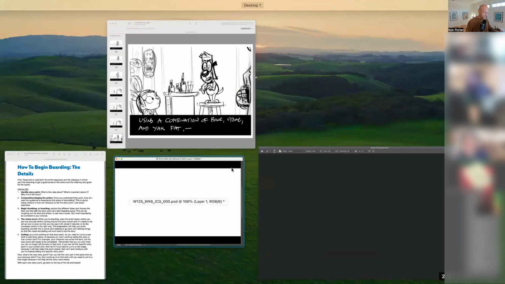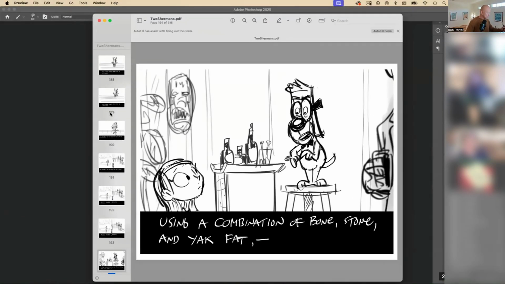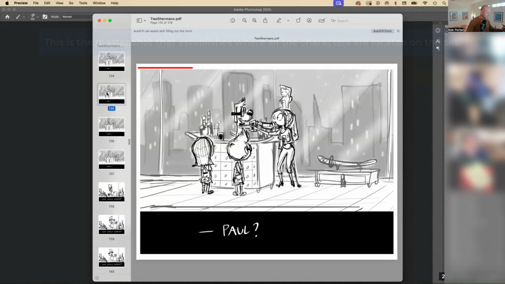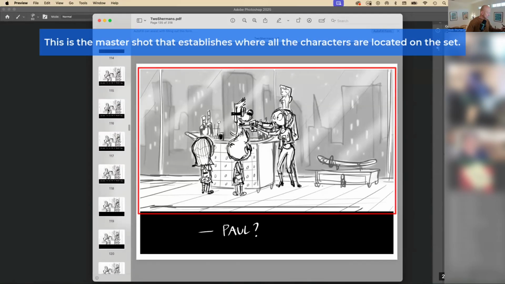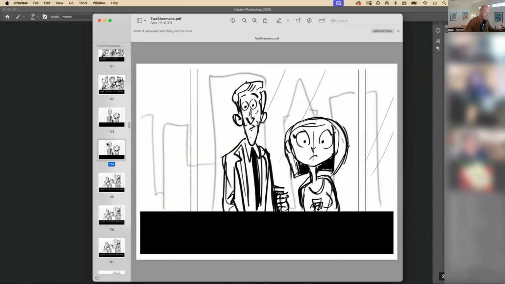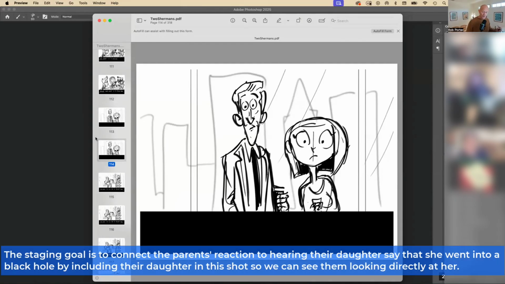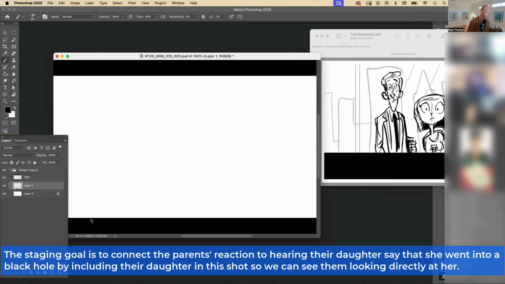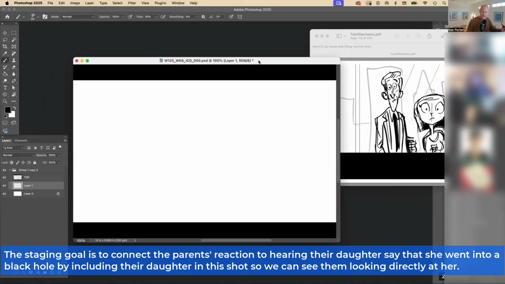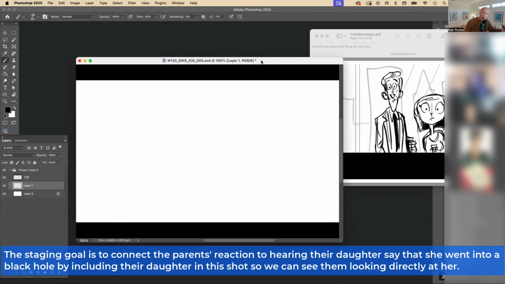Let's go to the boards and see what I did and how I don't like that staging. So here's our main shot here. Here's the shot that I don't like, which is the reaction of the parents right here. What I end up doing for myself to help me understand is I'm going to draw a wide shot just to figure out where everybody is in relation to the parents. This may not be my shot, but it's just helping me understand the geography.